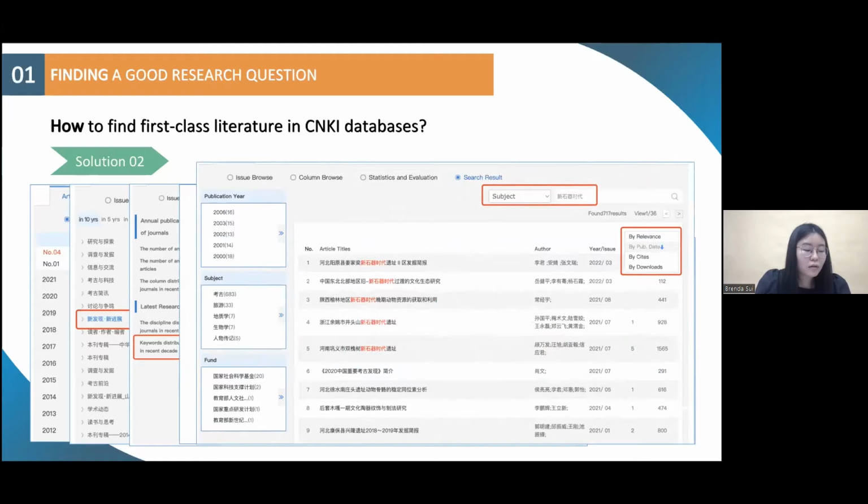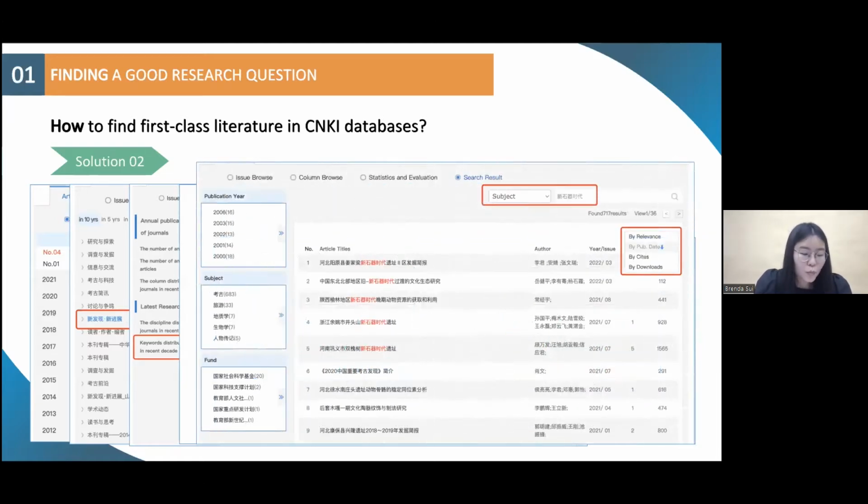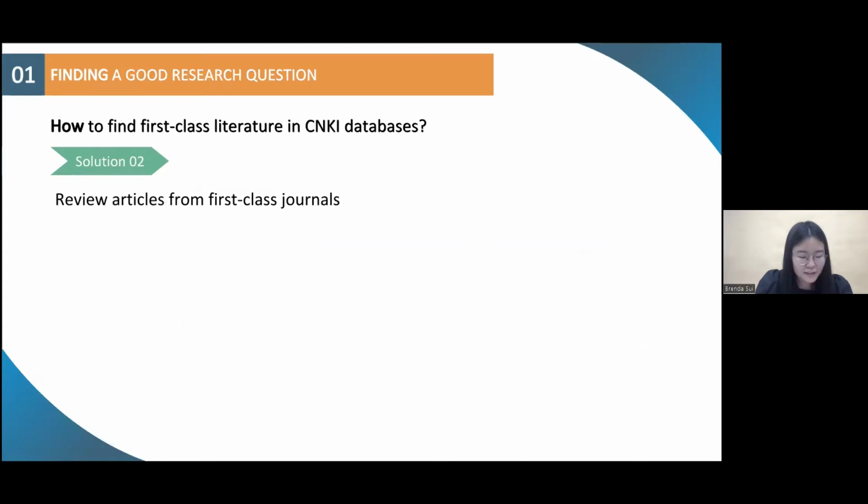If you want to gather all articles about 新石器时代, we can input 新石器时代 here and search within the journal. But that's how we read articles journal by journal. But what if I want to collect excellent articles and papers in excellent journals all at once?